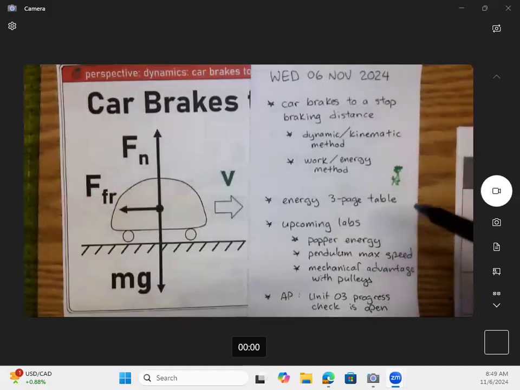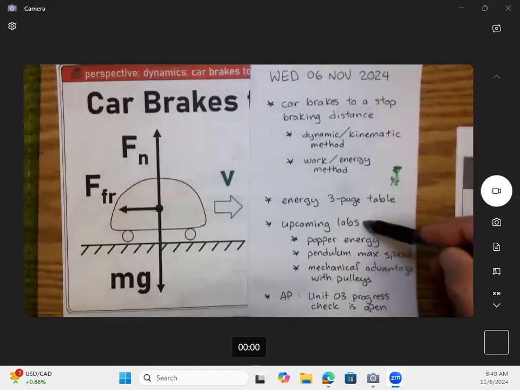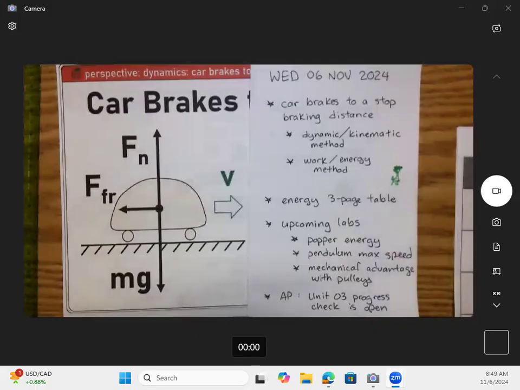I really do need to get you up and moving around and working on some labs. So here, just to show you what's coming up pretty soon, I do have 3 labs lined up for this unit.